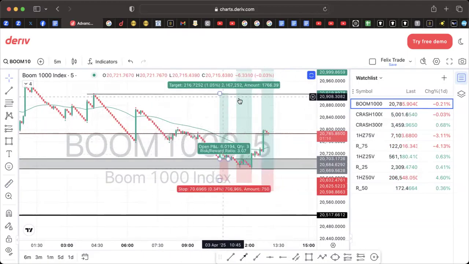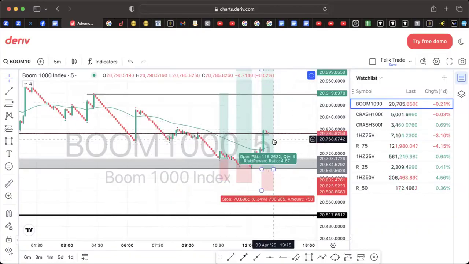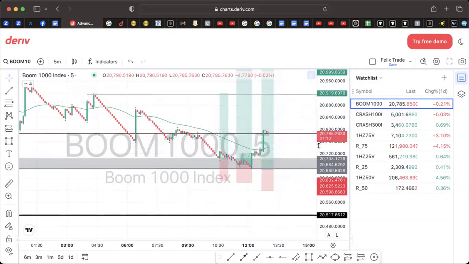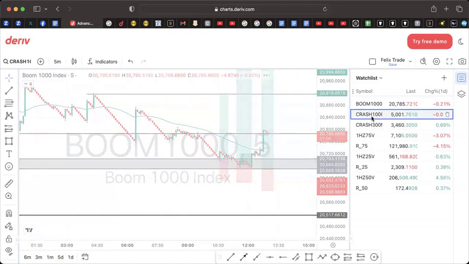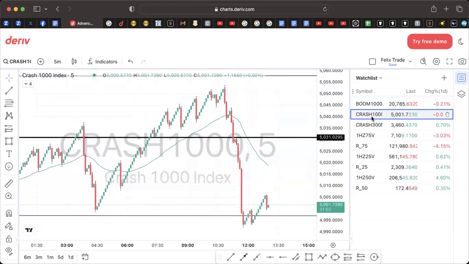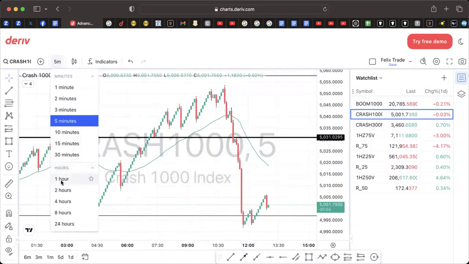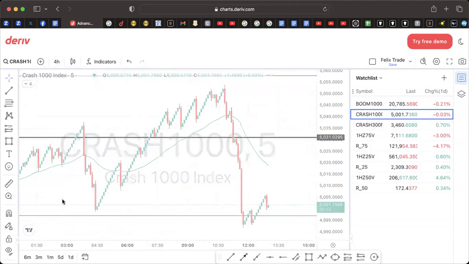It'll probably return back here. Check over time again. After some time, it's going to spike. So that's how these can be traded. The same thing is applicable to the crash. So you still go back to your 4 hours or 1 hour, whichever one.